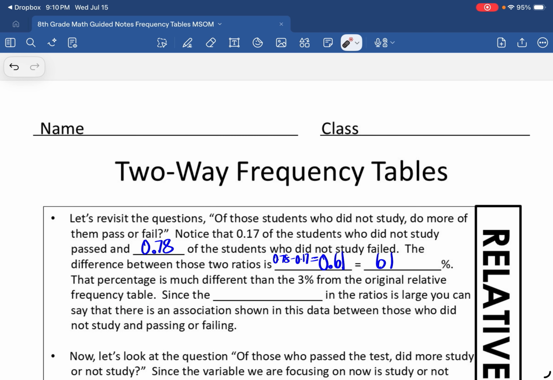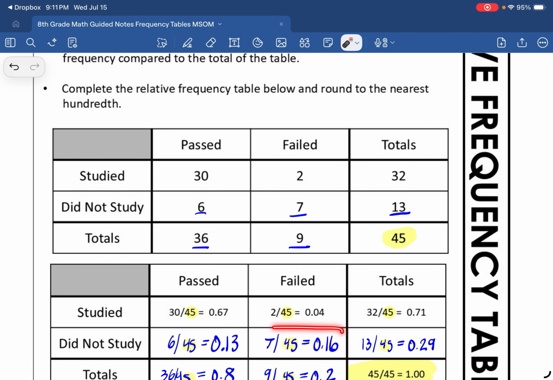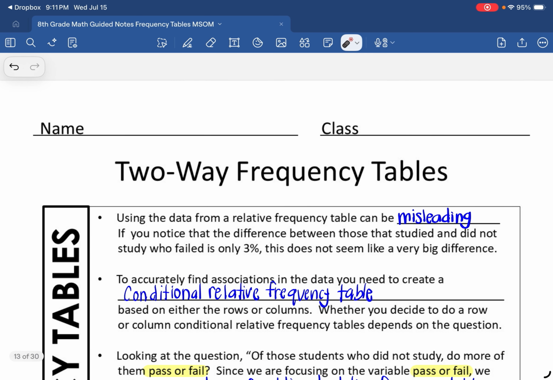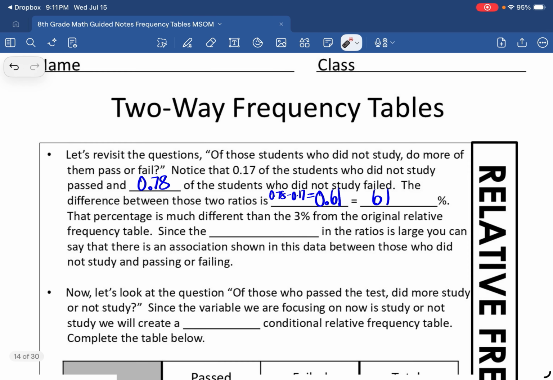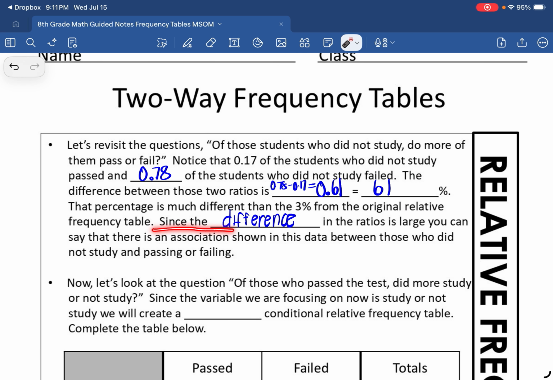So if we flip back just to the relative one, we're looking at these two numbers right here. That's only 3%. But if we create the conditional relative frequency table, that becomes a 61% difference. Since the difference in the ratios is large, you can say that there is an association shown in this data between those who did not study and passing or failing.